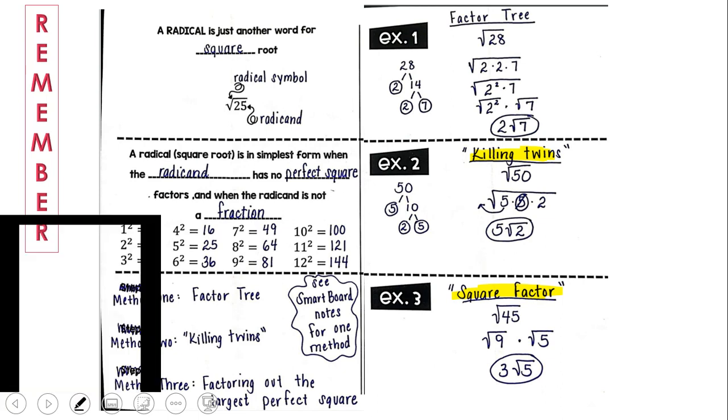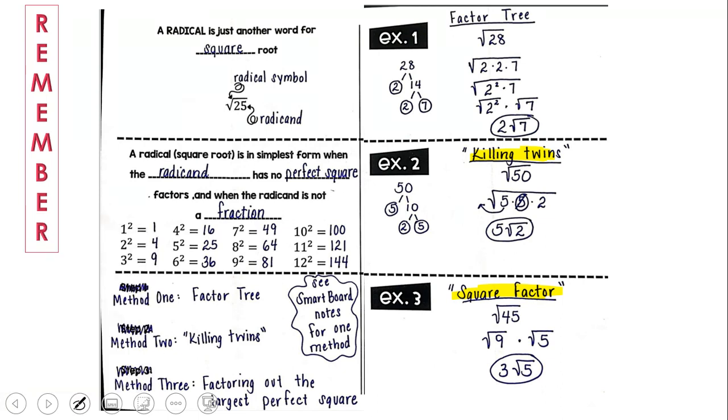All right. And when we had both of those two methods, remember when you do the killing twins method, which is example 2 here, we create a factor tree, and then we put all of the factors underneath the square root, and we find any twins, we kill the twin, and then that remaining twin moves to the outside, and we get an answer such as 5 root 2.